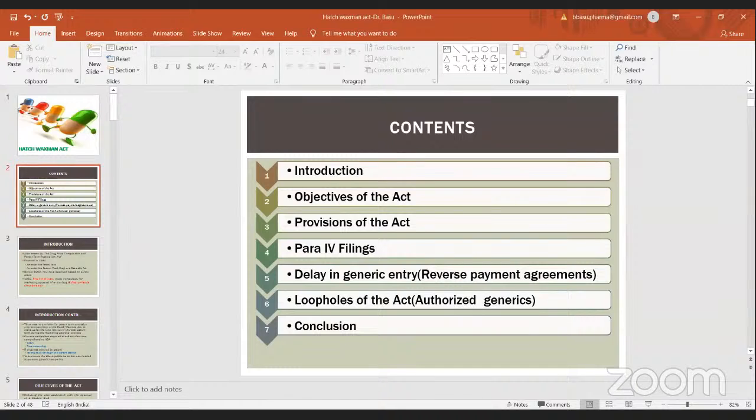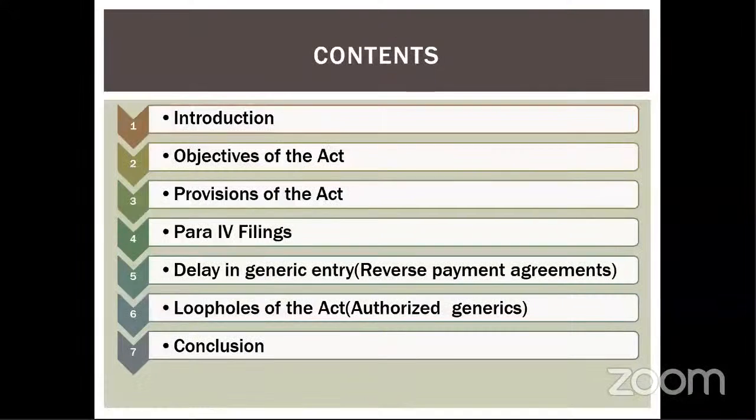What is this? In this topic we will cover what is the objective of this act, what are the various provisions of this act, then paragraph 4 filing, that means how to file, and then the reason behind the delay in generic entry, and the loopholes of this Hatch-Waxman Act, and finally conclusions.